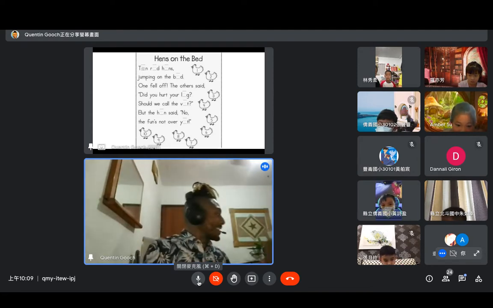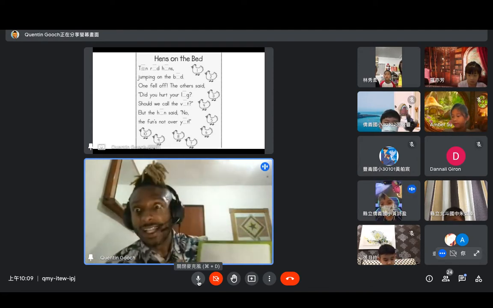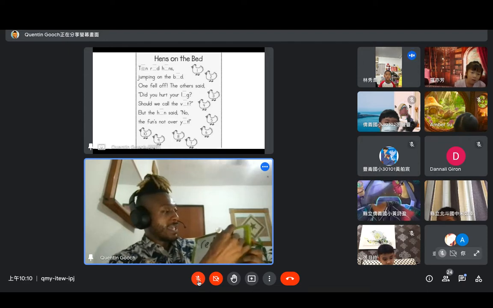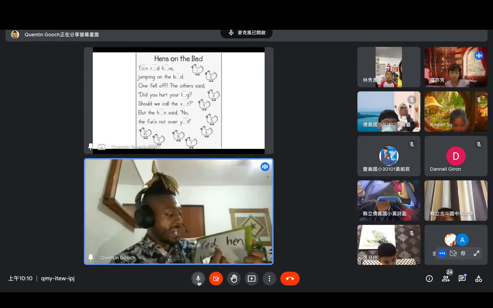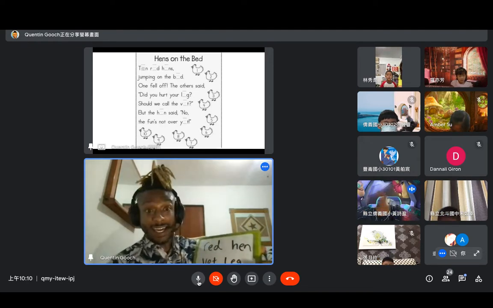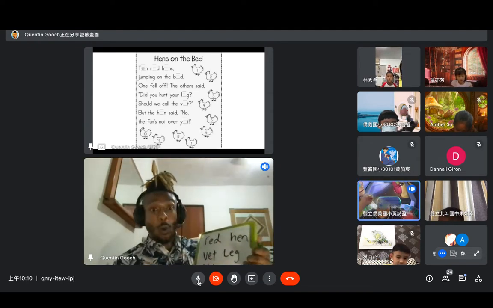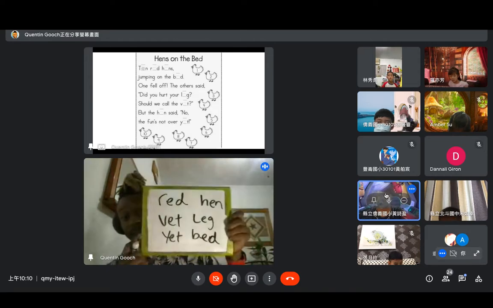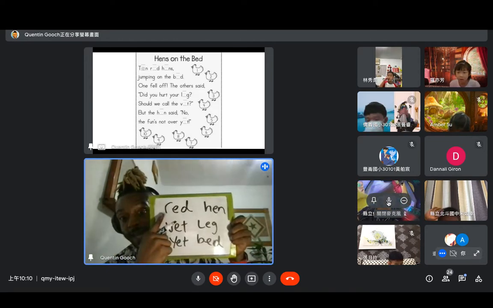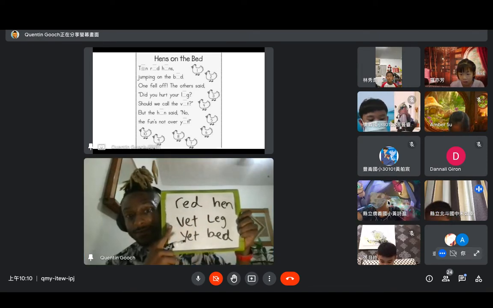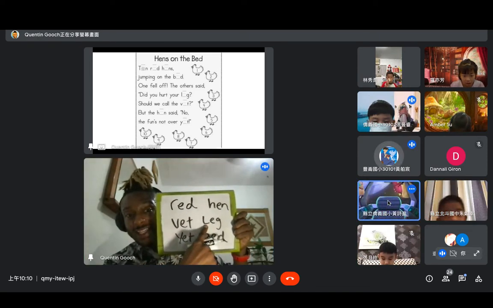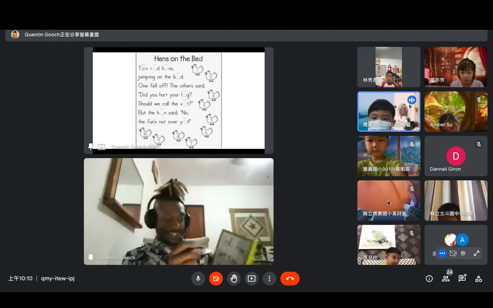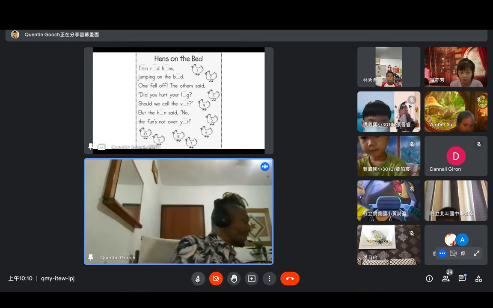So, ready? Let's look at our short E words. We had a lot of short E words this time. We had red, hen, vet, leg, yet. Wow. We had a lot. Red. Hen. Leg. Yet. Bed. Red. Good. So we had a lot of short E words.